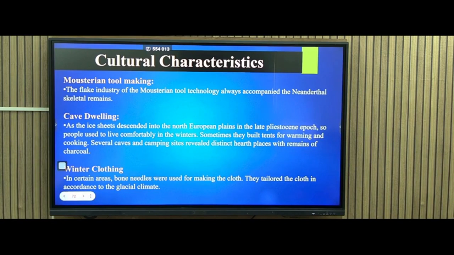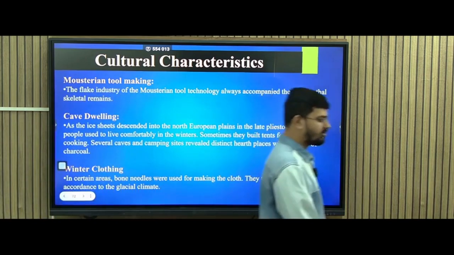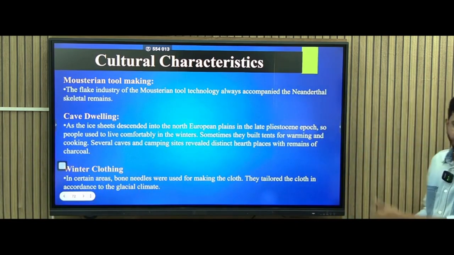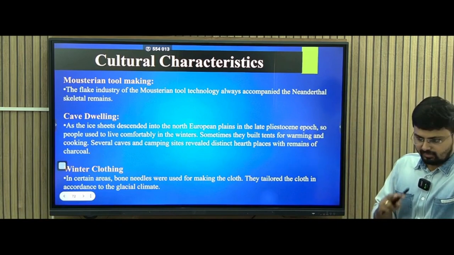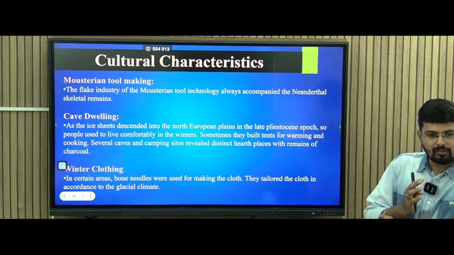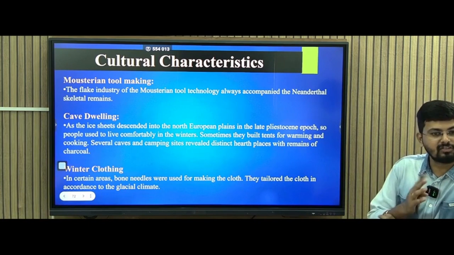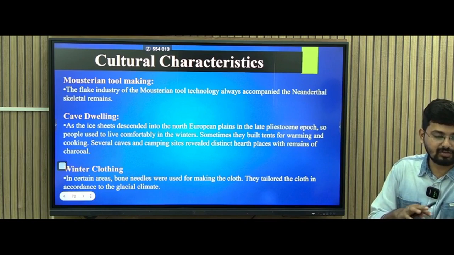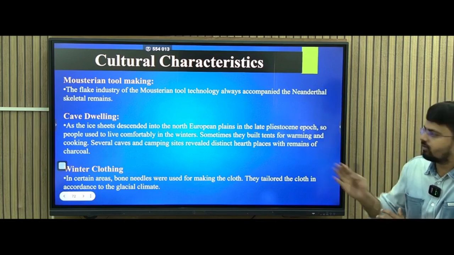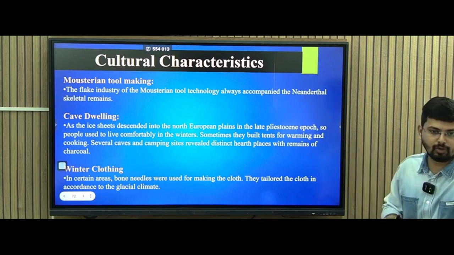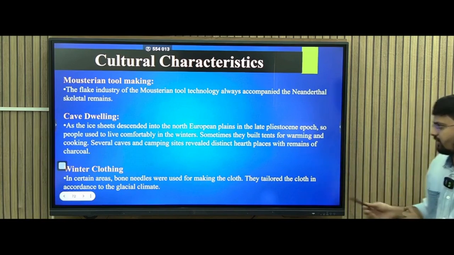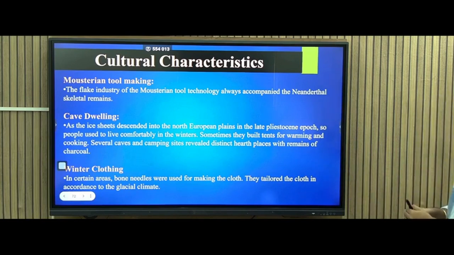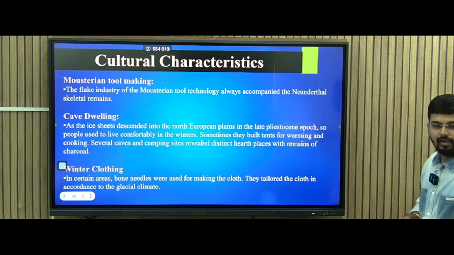as the ice sheets descended into North European plains in the late Pleistocene epoch. So what happens during the Mesolithic period? You notice the change of temperatures altogether. So that starts the Holocene period. This is the late Pleistocene period going on, so here ice is receding. When the ice recedes, what happens? People used to live comfortably in the winters.